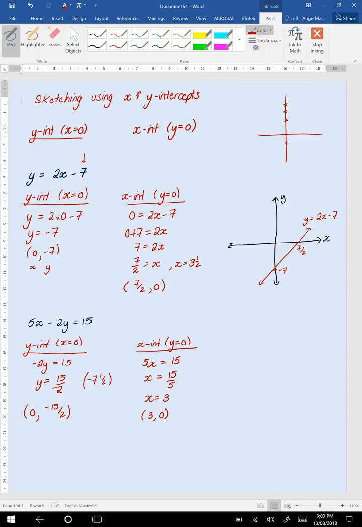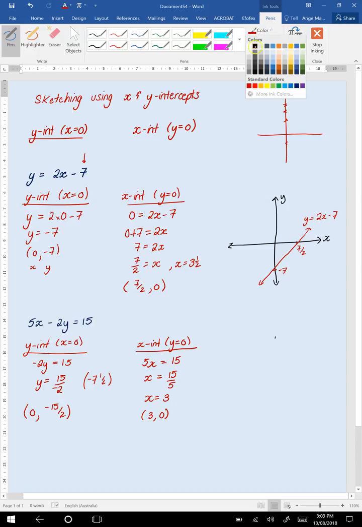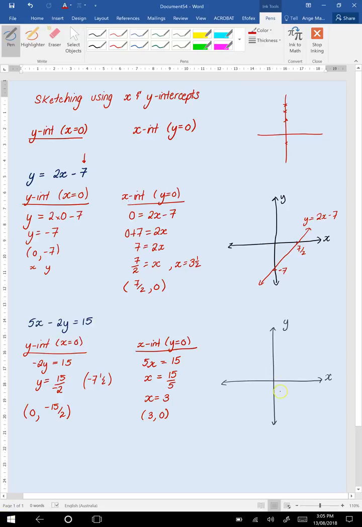Sketch this graph now. So same deal. Draw your y-axis. So you've drawn your axes, and now again your y-intercept, that's going to be down here, so minus 15 over 2, and then (3, 0), so again we're this side, so we go 3 and connect your intercepts, and that's it. So any equation that you have, every time do the same thing: y-intercept, x equals 0; x-intercept, y equals 0. Hope that helps.